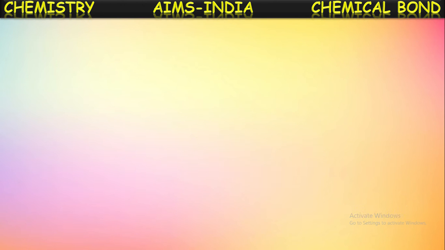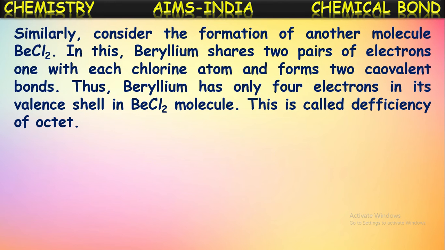Okay, quite the opposite to this. Similarly, consider the formation of another molecule, BeCl2, which we call beryllium chloride. In this, beryllium has 2 valence electrons because we know its atomic number is 4 and its configuration is 2, 2. In the valence shell, it has only 2 electrons. So beryllium shares 2 pairs of electrons, one with each chlorine atom, and forms 2 covalent bonds. Thus, beryllium has only 4 electrons in its valence shell in the BeCl2 molecule.